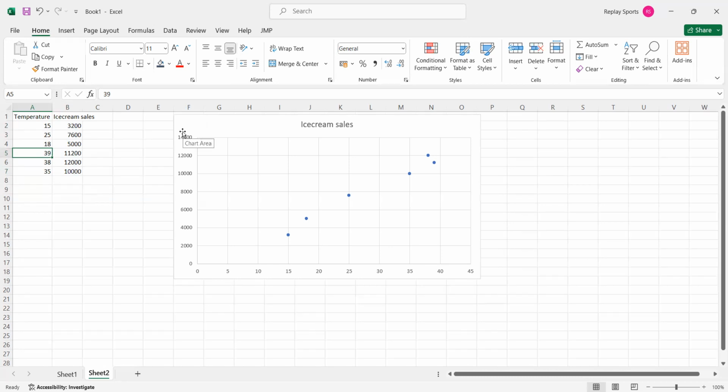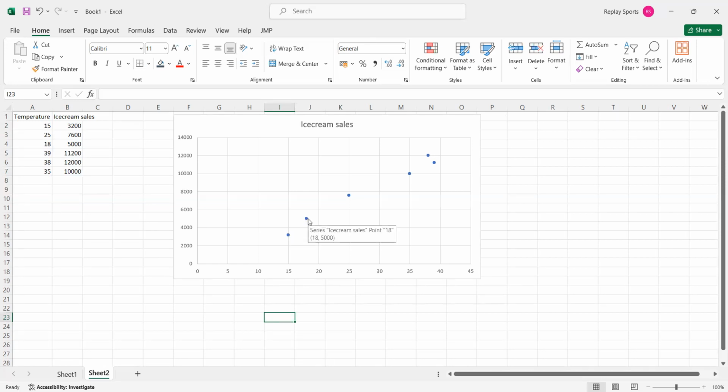On the y-axis, you have ice cream sales: 0, 2,000, 4,000. Because the maximum was 12,000, it went up to 14,000. Each of these dots represents two values, one on x and one on y. So 15 degrees and 3,200. See that? This represents 15 degrees Celsius on temperature and 3,200, somewhere between 4,000 and 2,000. If you point your cursor, you'll see that.